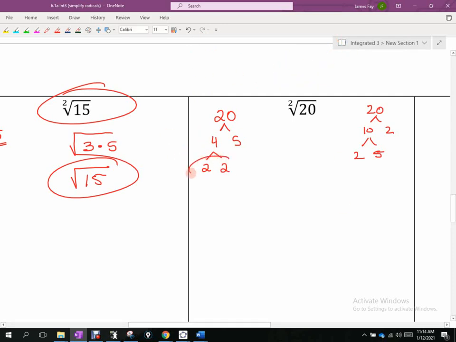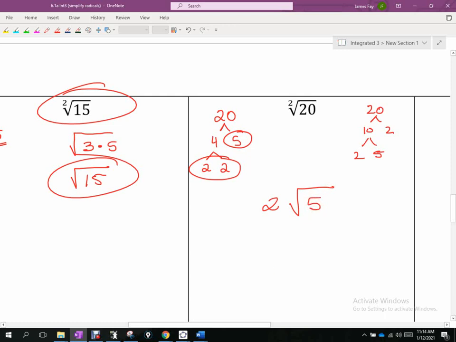So here is a pair of 2s, right? So I write my radical. If there's a pair of numbers, then one of those pairs comes out. And then the other prime numbers that don't have a pair, so 5 is the only one that doesn't have a pair, right? That goes underneath.